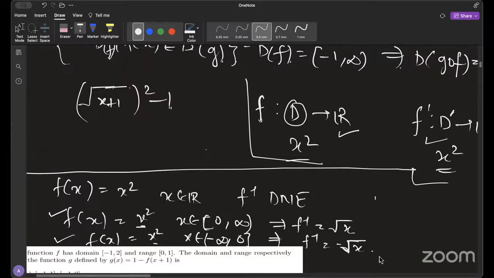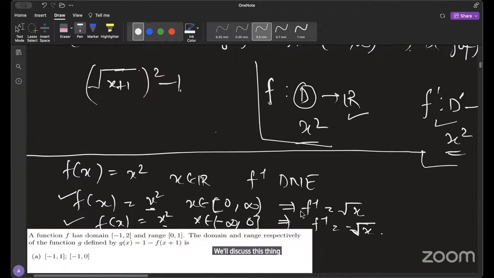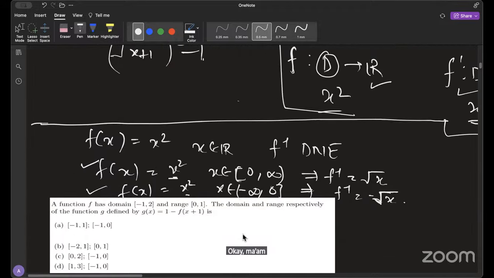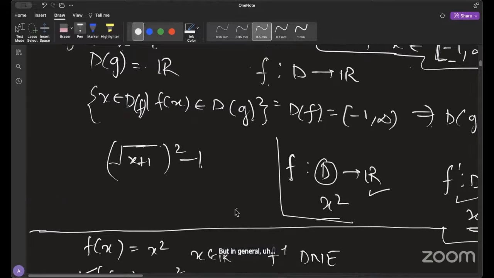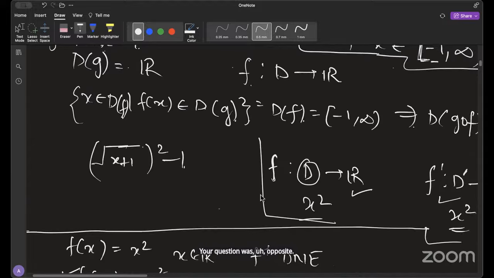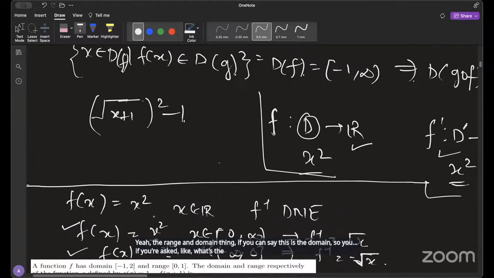We'll discuss that in more detail later. I think we have a question on this too, so we'll discuss this thing there. But in general, your question was about the range and domain thing. If this is the domain, and you're asked what the range of this is, obviously the range is the positive real numbers.